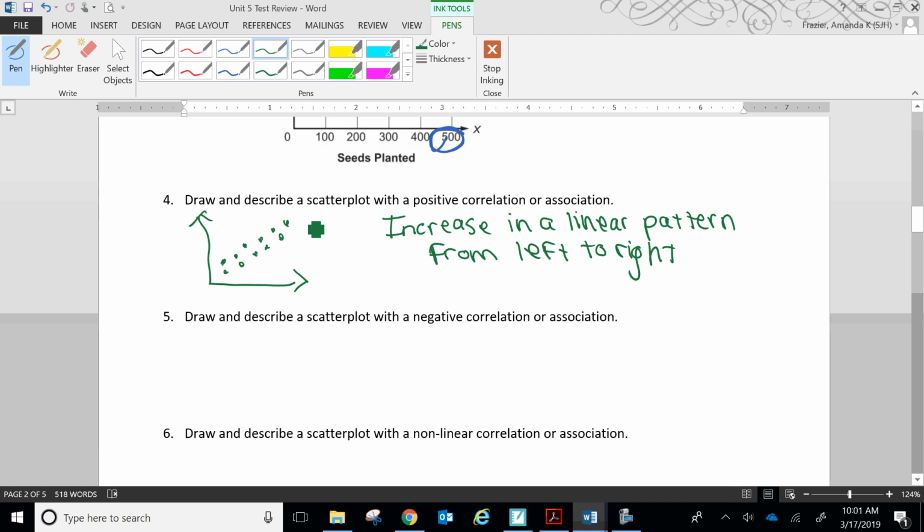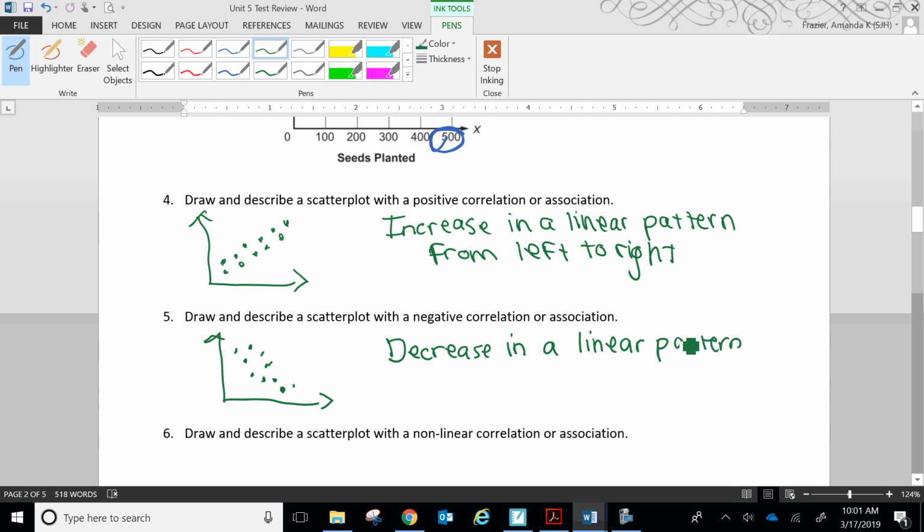A negative correlation or association will decrease in a linear pattern from left to right.